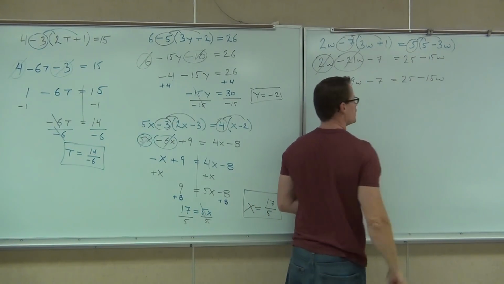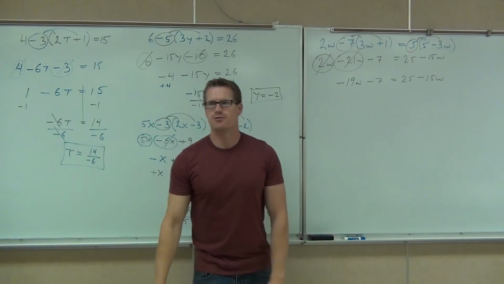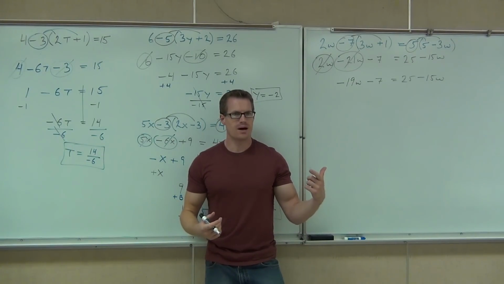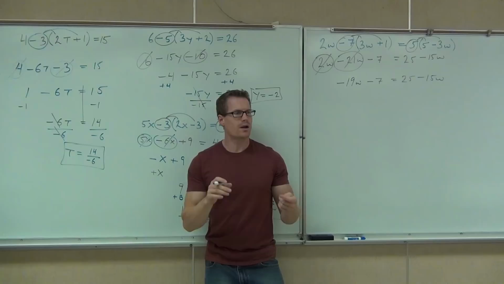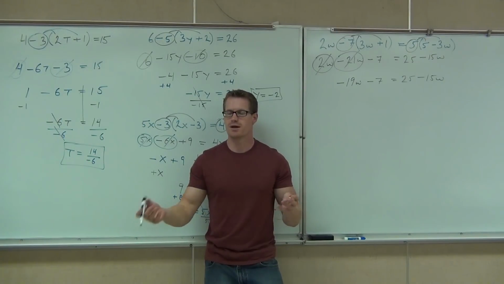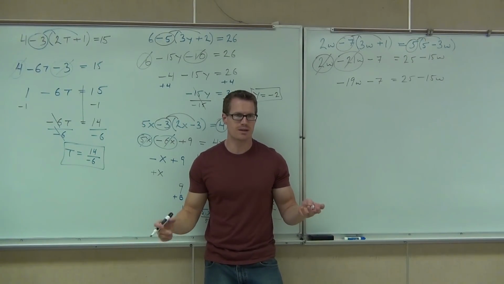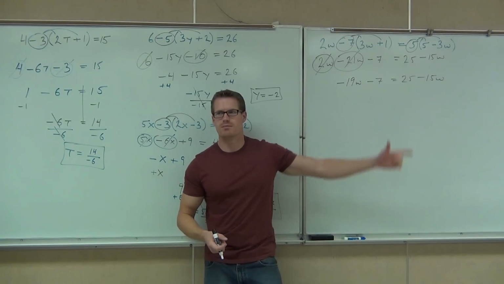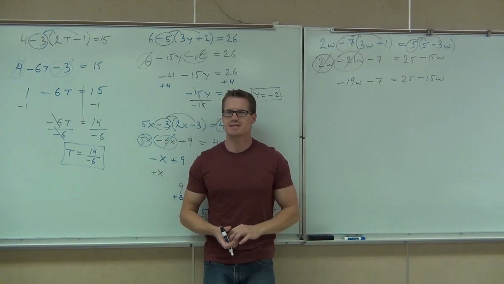Now, what do you do if both your variables, like we have here, are negative or have minus signs in front of them? You still want to take the smaller variable. That will make sure your variable is positive and you don't have to divide by negative, because that's kind of annoying. We don't want to make that mistake. So can you tell me, out of the negative 19w and the minus 15w, which one is technically smaller?